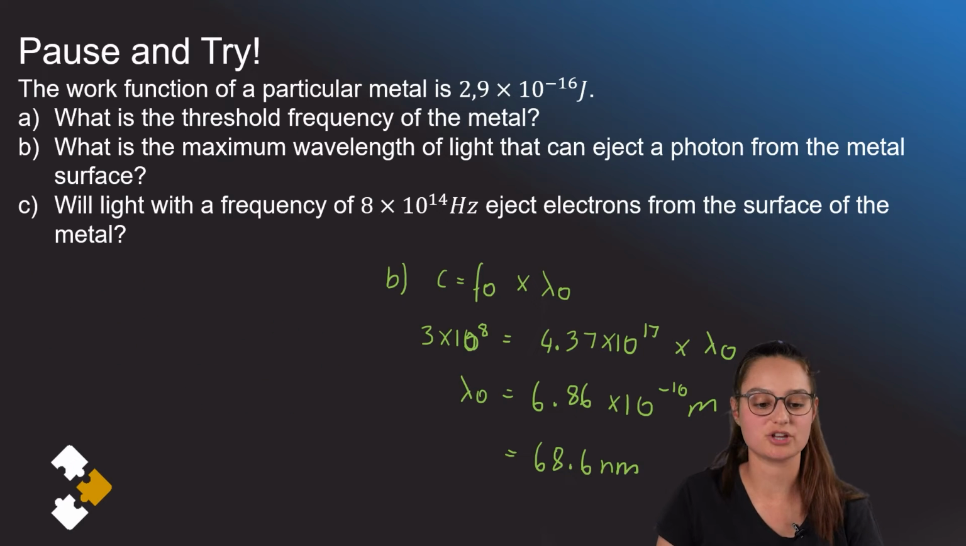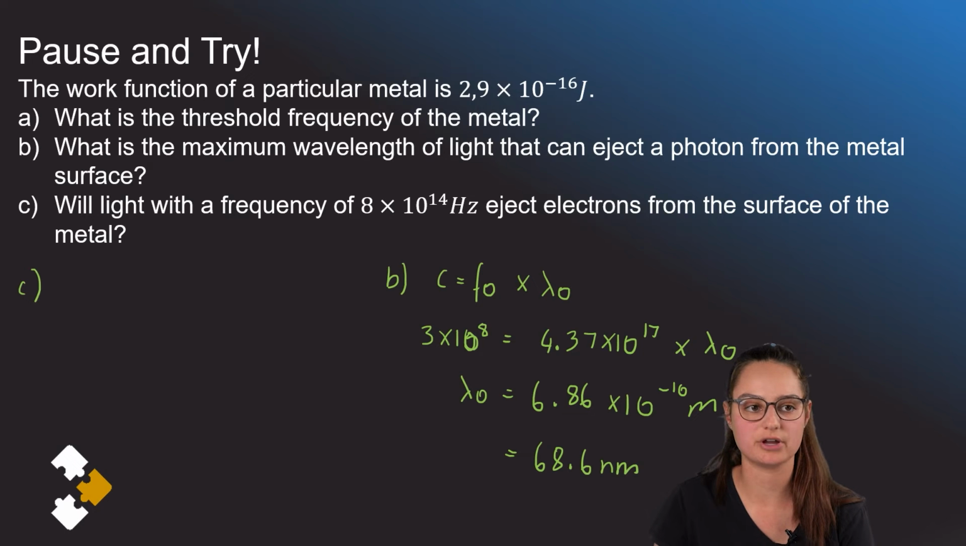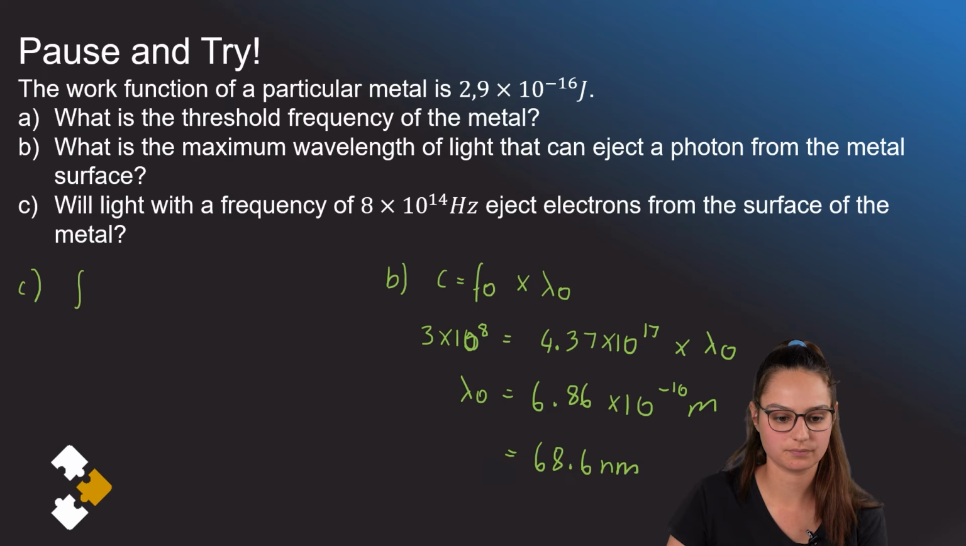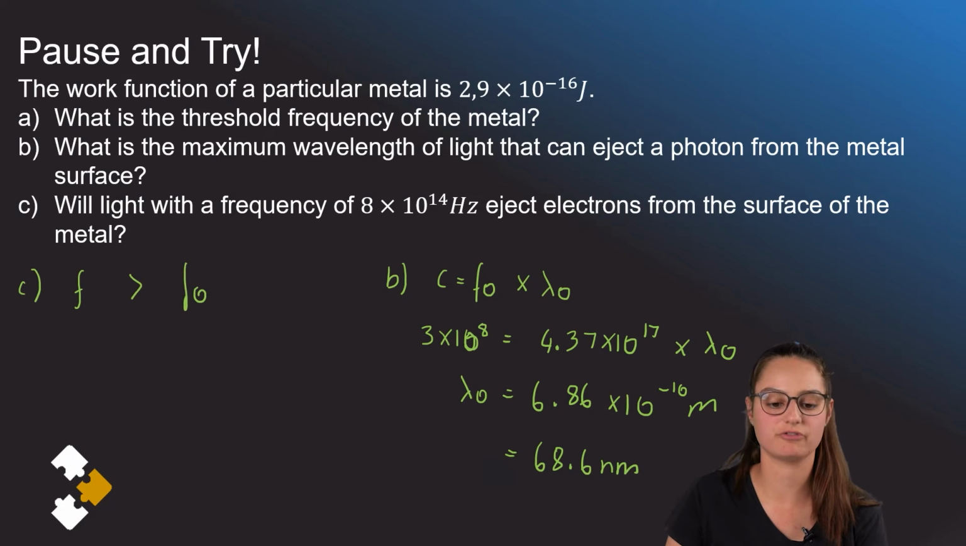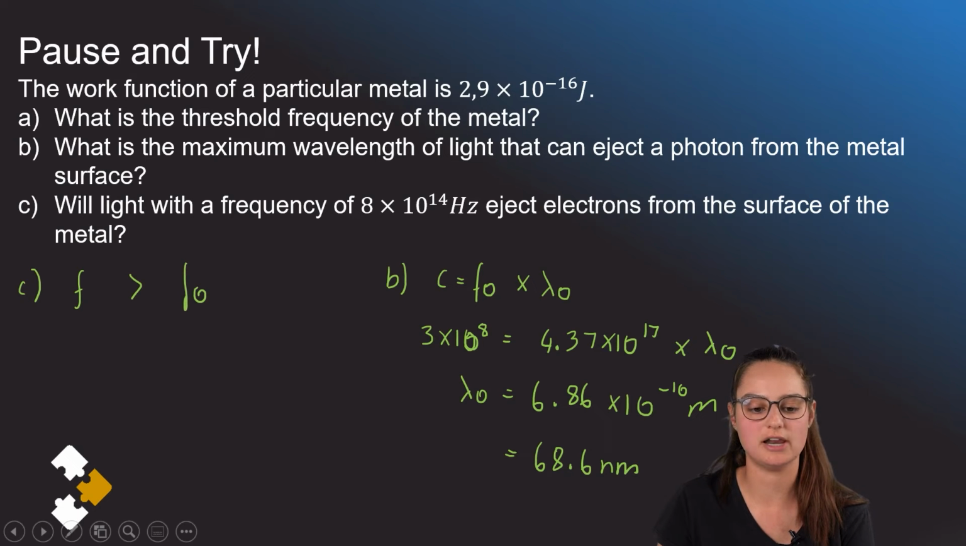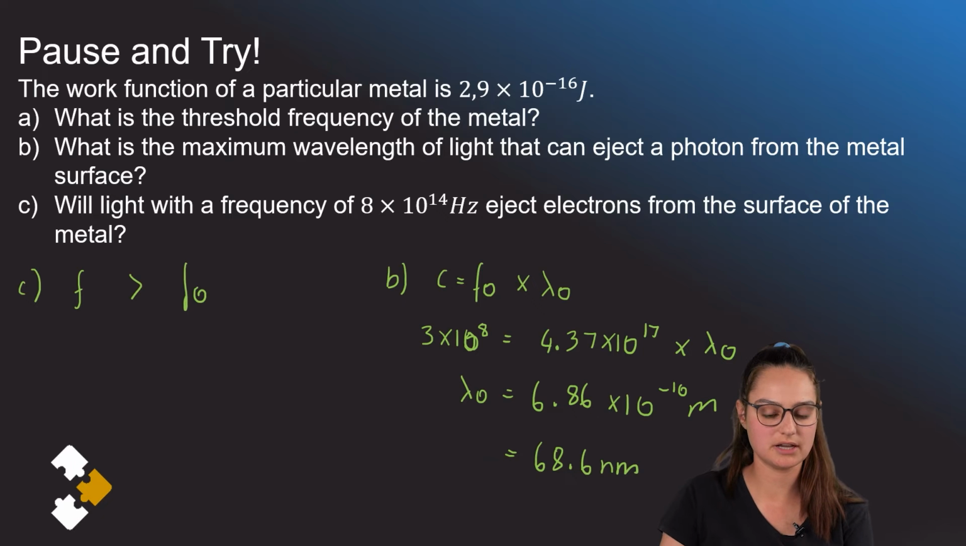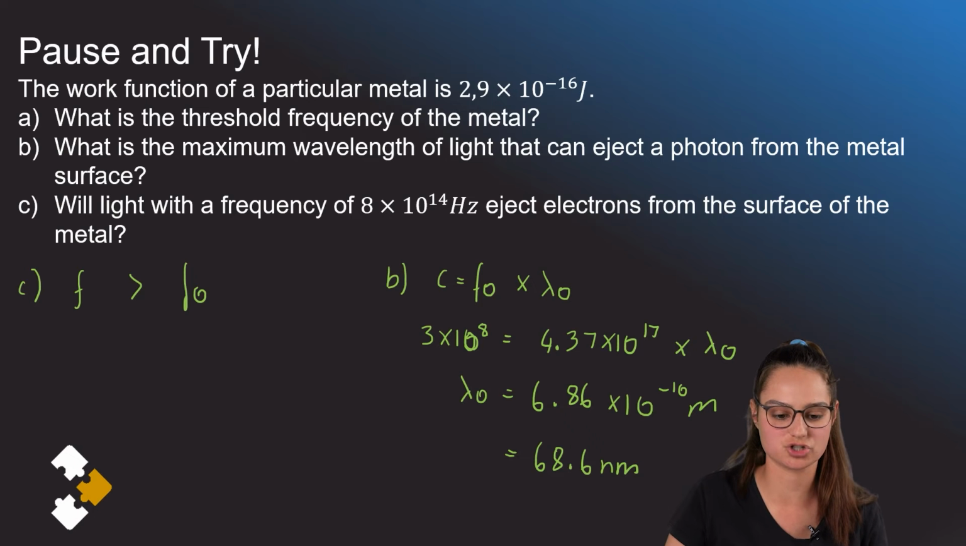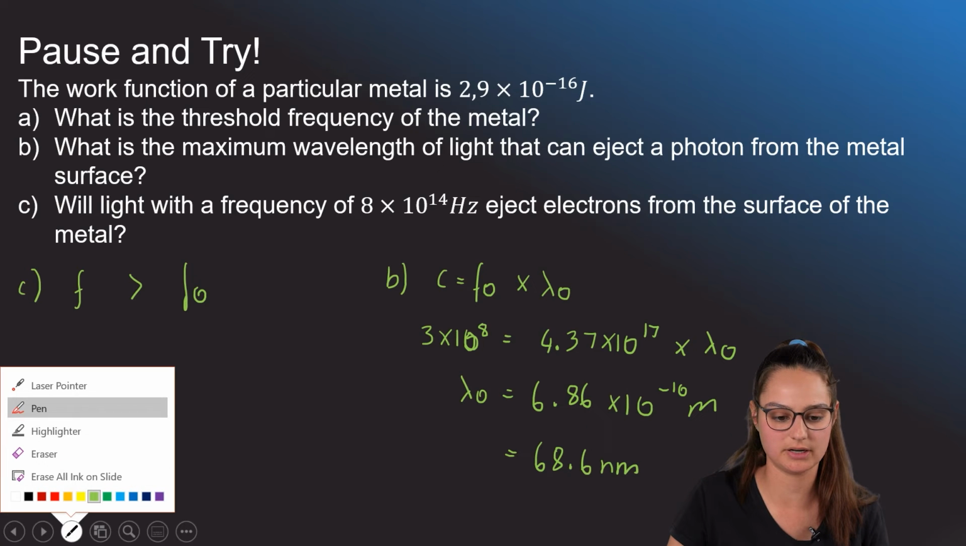So if we take a look at question C, it's asking, will light with a frequency of 8 times 10 to the 14 hertz eject electrons from the surface of the metal? Well, in order to answer this, we have to look at our frequency and our threshold frequency. So our frequency should be greater than our threshold frequency if we want to observe the photoelectric effect. So our frequency, so I've mixed these around. This should be the other way around. Let's erase this quickly.